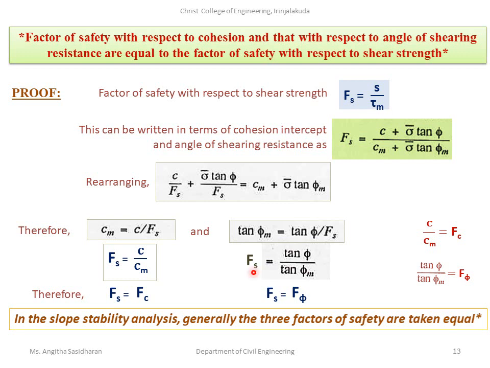And similarly here, bring Fs here and bring tan phi m down. So Fs is equal to tan phi divided by tan phi m. And what is this tan phi divided by tan phi m? It is F phi. So you can write it as equal. So in slope stability analysis, generally the three factors of safety are taken equal.